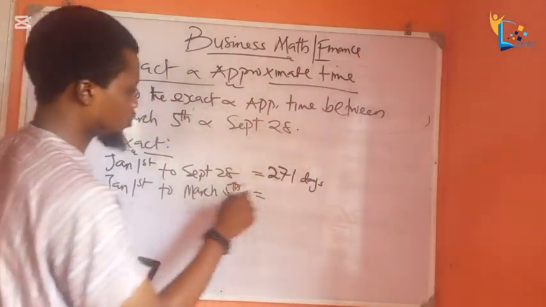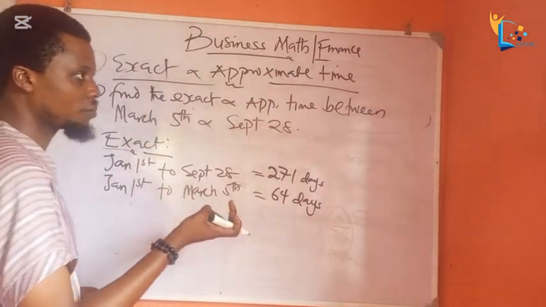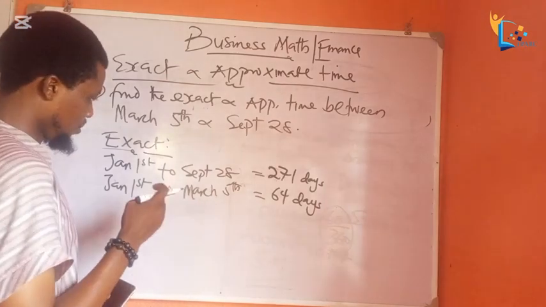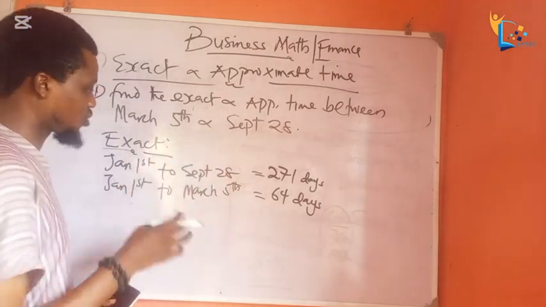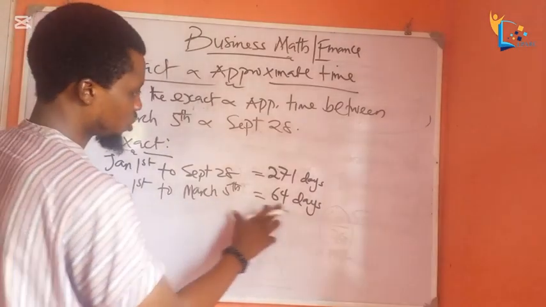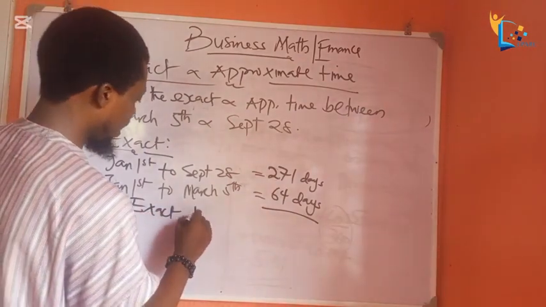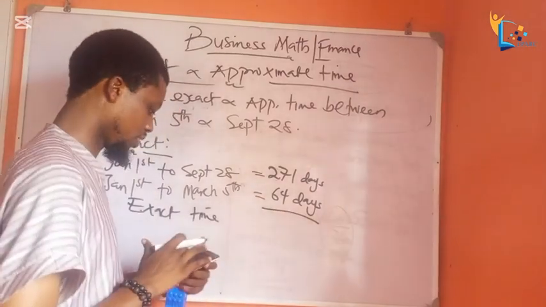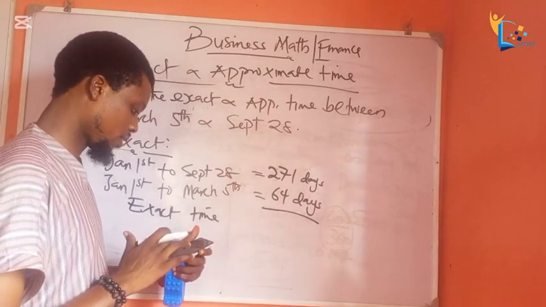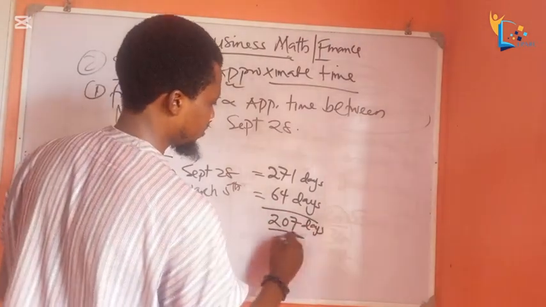Then January 1st to March 5th will give us 64 days. So when you add all the number of days together, it will give you 271. So when you deduct, it will give you your exact time. 271 minus 64. That is 207 days. Yeah, that is the exact time.